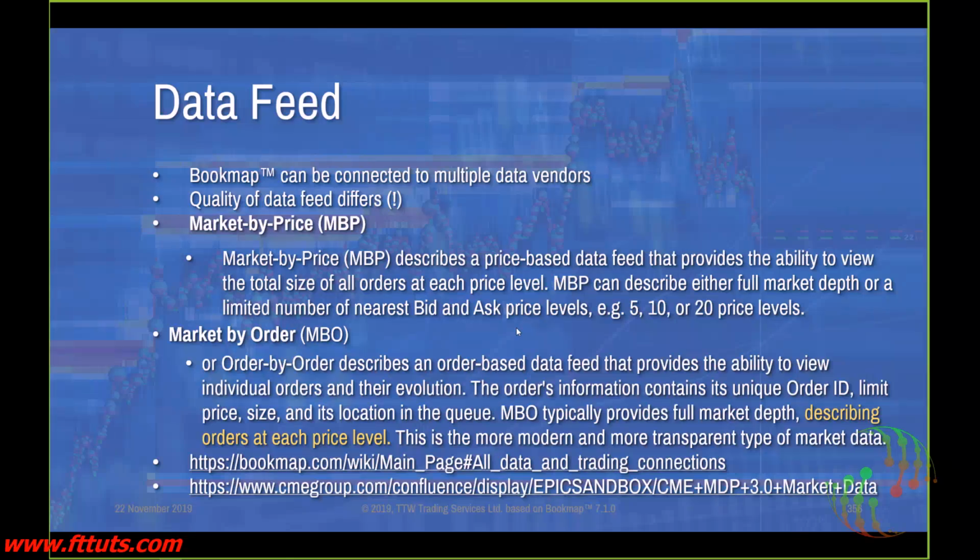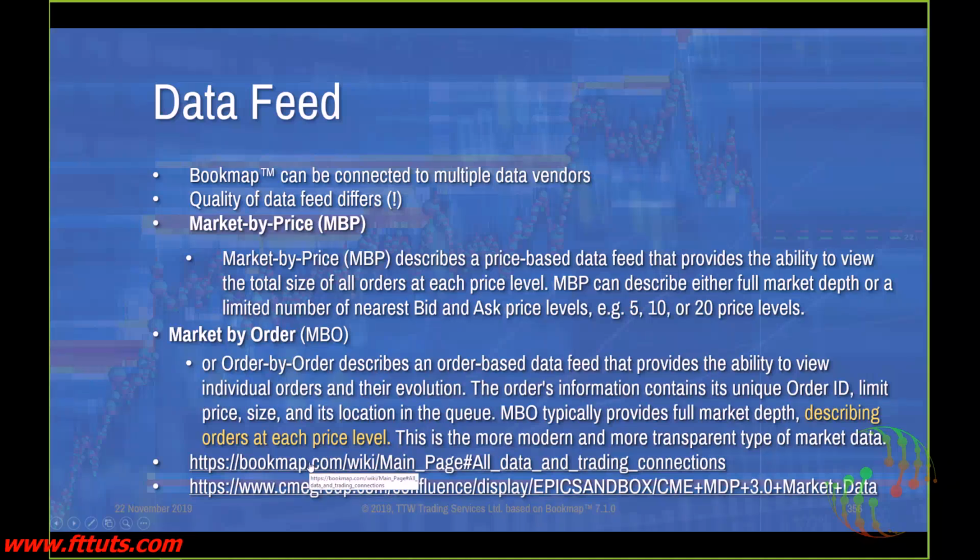Market by order describes an order-based data feed that provides the ability to view individual orders and their evolution. The order information contains its unique order ID, limit price, size and its location in the queue. Market by order typically provides full market depth, describing orders at each price level. This is the more modern and more transparent type of market data. Also follow the link, and I highly recommend reading the CME Group documentation about market data. Absolutely mandatory if you want to base your trading decisions on high quality data.